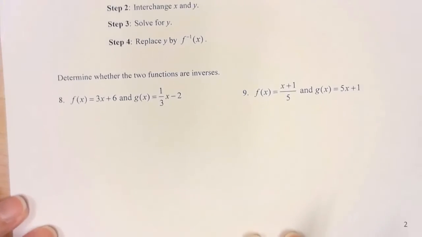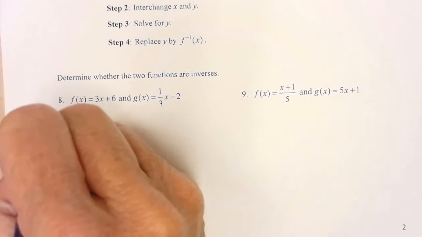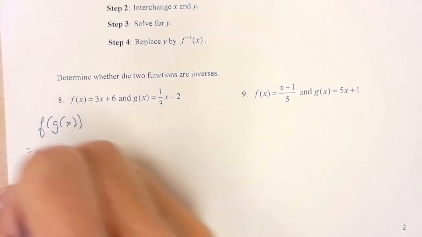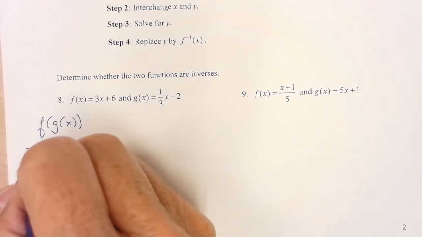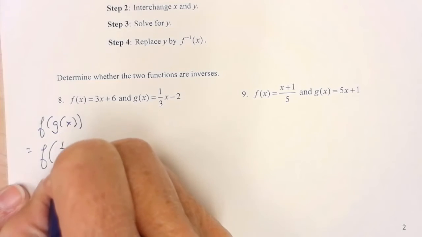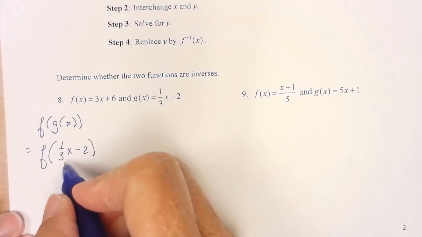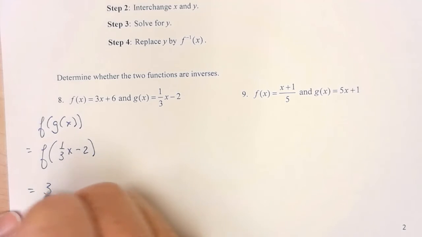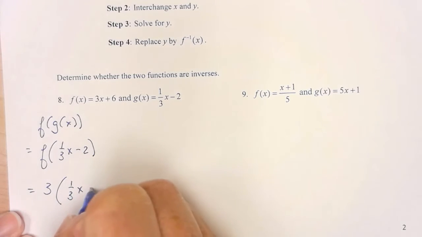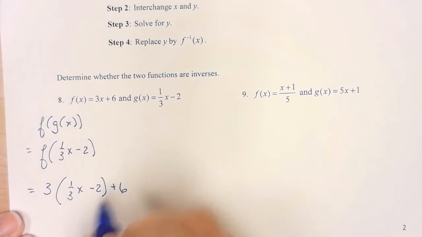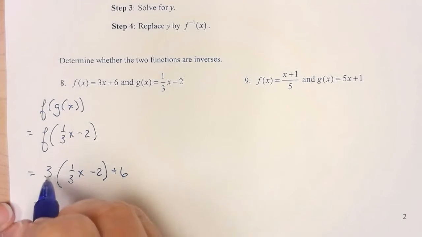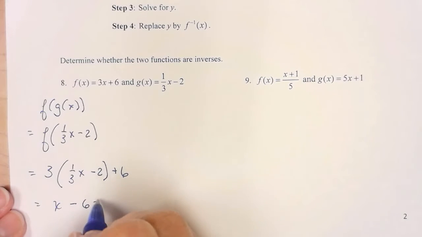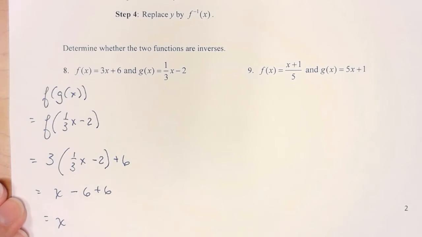So I'm going to do this one way here on this first problem. So let me move on down here. I'm going to find f of g of x. So if you remember how to do this, I'm going to go get my g of x, which is right there, and I'm going to substitute that in wherever I see x in the f function. Then I'm going to simplify. I'm going to distribute my 3 through, simplify. So I end up with x.